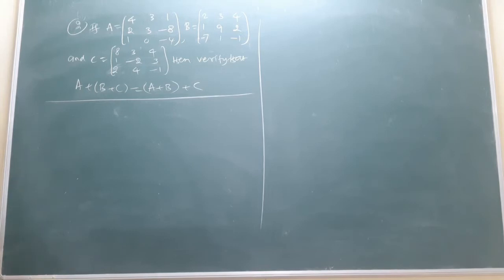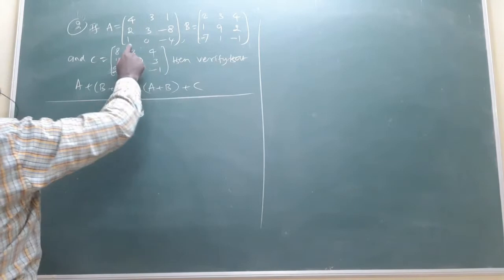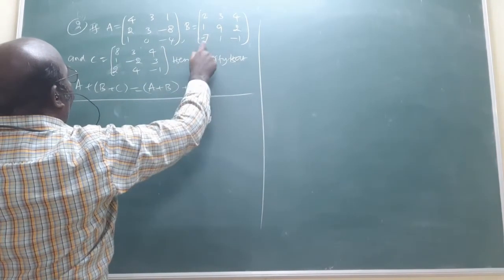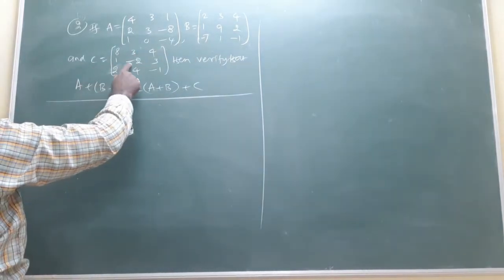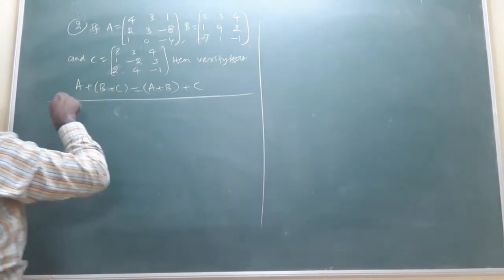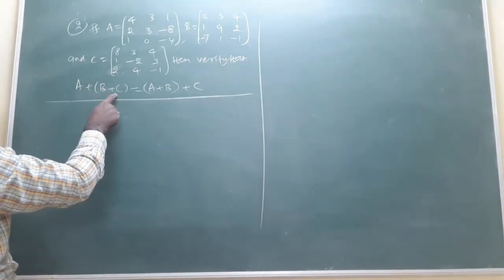Next question, second question. A equal to 4, 3, 1, 2, 3, minus 8, 1, 0, minus 4. B equal to 2, 3, 4, 1, 9, 2, minus 7, 1, minus 1. C equal to 8, 3, 4, 1, minus 2, 3, 2, 4, minus 1. Then verify that (A plus B) plus C equals A plus (B plus C). Now the addition is given.